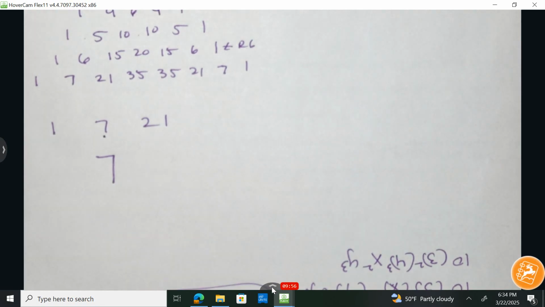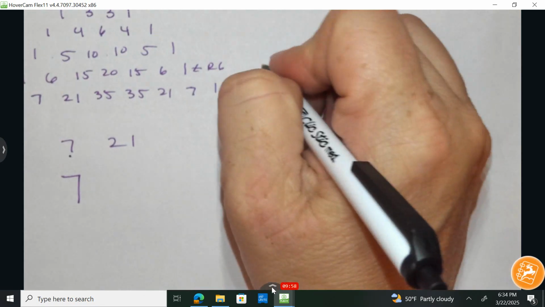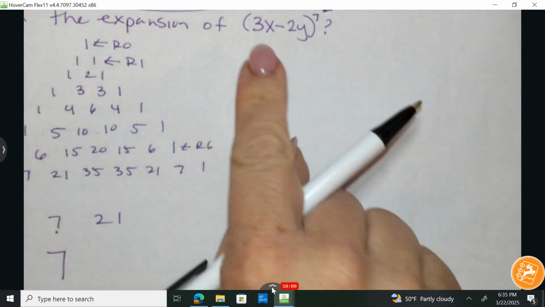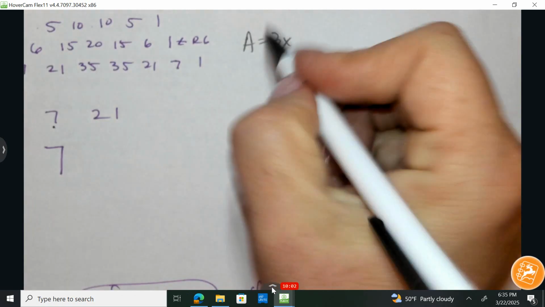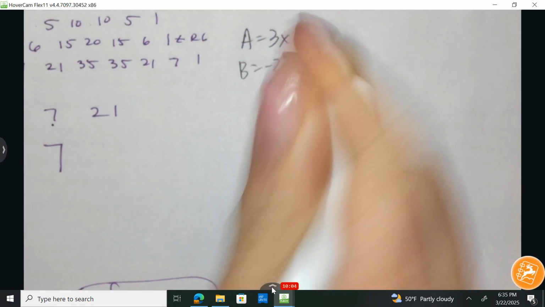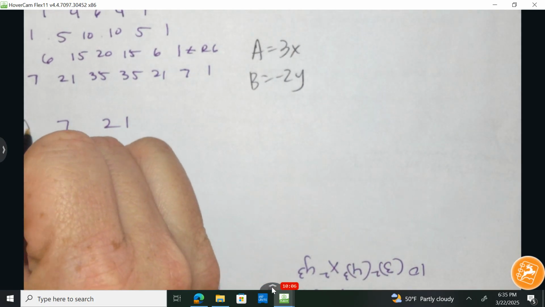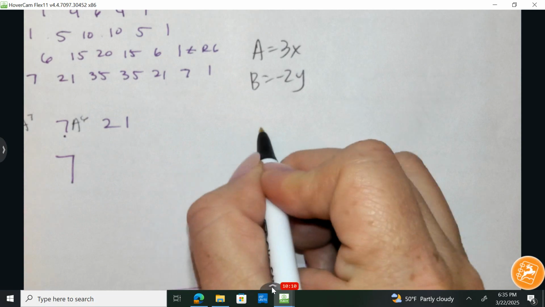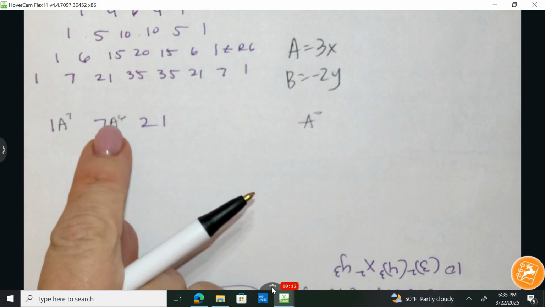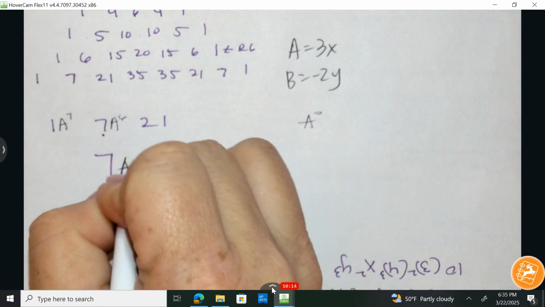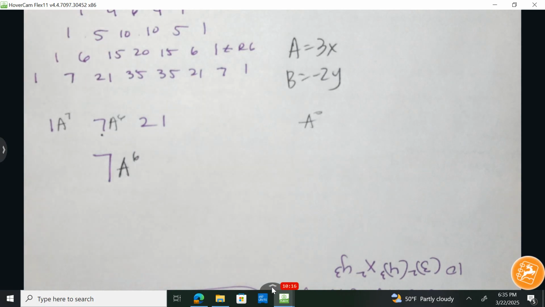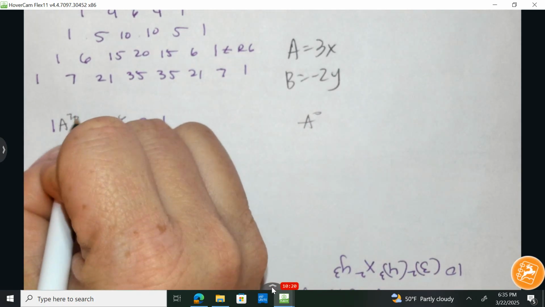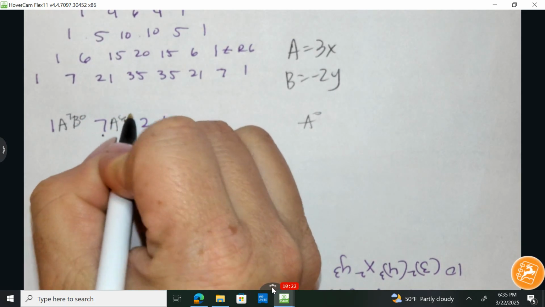So remember when I counted, we would say that in this problem, a is equal to 3x, b is equal to negative 2y. And so we'd start with a to the 7th, and then it'd be a to the 6th, right? All the way down to a to the 0. So my 2nd term is going to be a to the 6th. Now, when I'd go backwards, I'd end up with this being b to the 0. So if this is b to the 0, this would be b to the first.